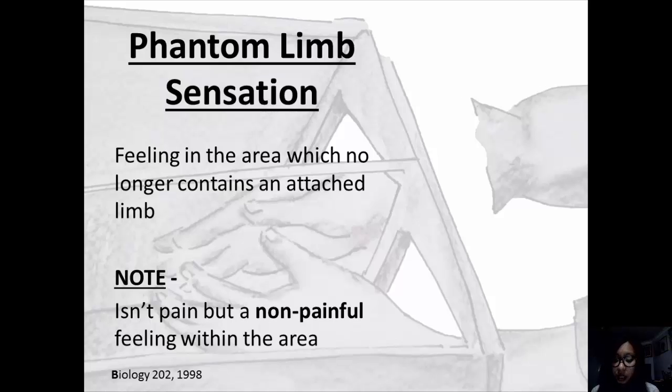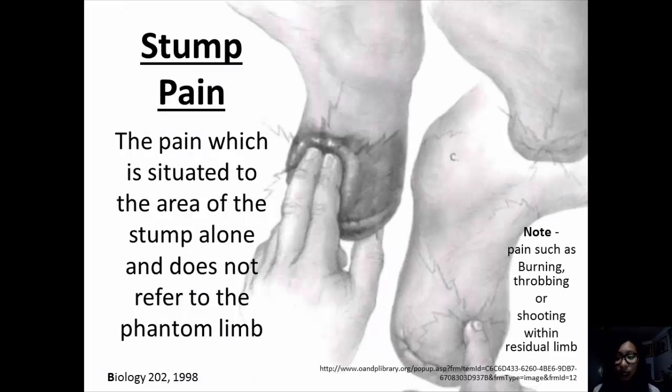Phantom sensation is the feeling one gets within the area which no longer contains an attached limb. This type of phenomenon is not painful, but opposingly non-painful. Stump pain is pain only situated in the area of the stump. Individuals with this particular type of pain do not feel the presence of a phantom limb. This type of stump pain would involve a burning, throbbing, or shooting sensation within the residual areas of the limb.